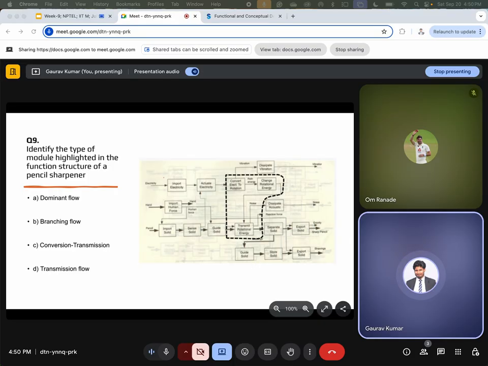So the operation of a pencil sharpener illustrates the concept of convergent transmission. The user inputs mechanical energy by rotating the pencil or handle. This input is converted into rotational energy of the blades, which in turn transmit force to shave off the wood and graphite.